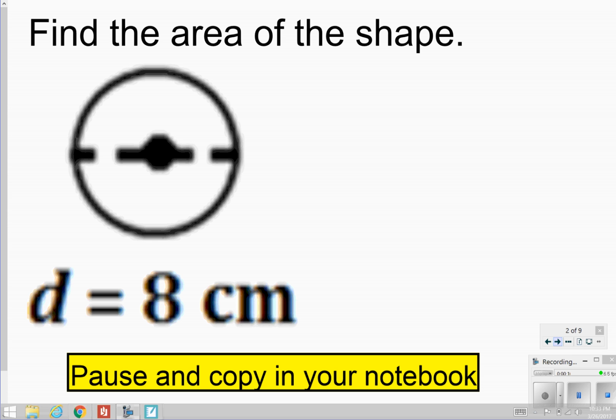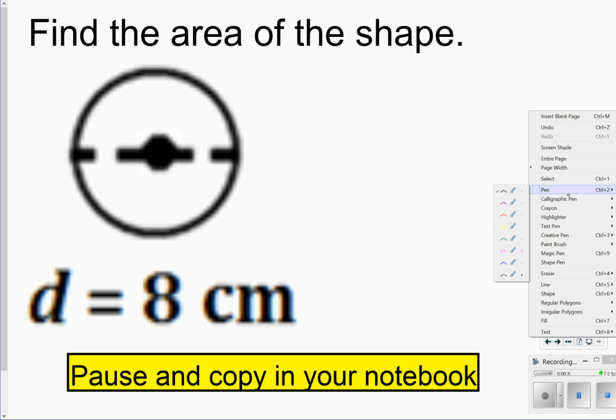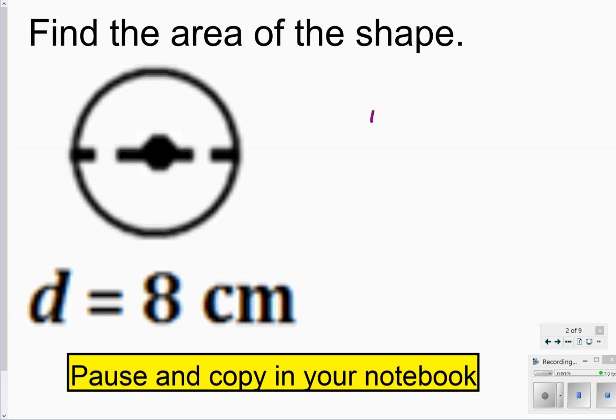So you have a formula sheet, and let's remember how to find area of a circle. Area of a circle is only one formula. Let's go ahead and get a pen so we can start writing. Okay, so area of a circle is pi r squared.